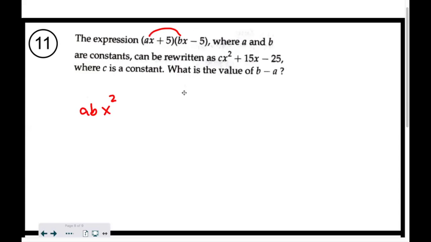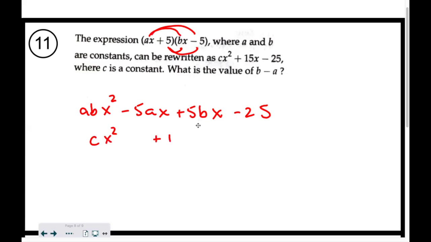And then this is minus 5ax. And then this is plus 5bx. And then this is minus 25. And they're telling me that that can be rewritten as cx squared. So that's this. And then 15x, that's going to be these. And then minus 25. Well, minus 25 just matches up with that.